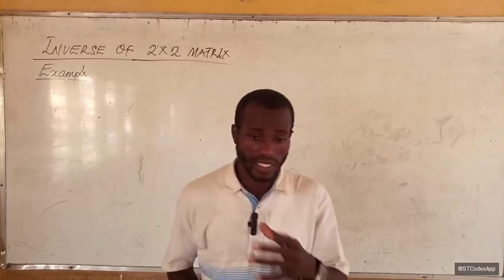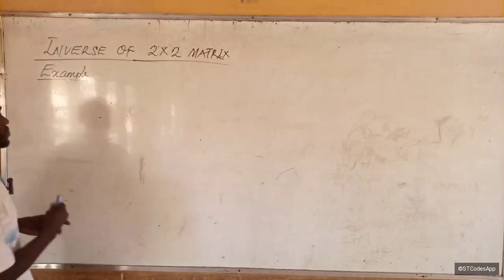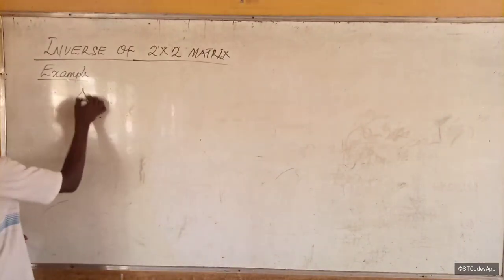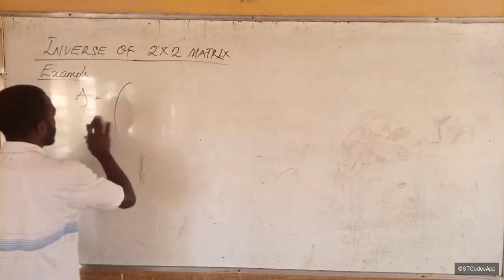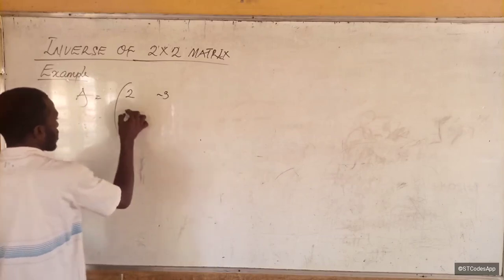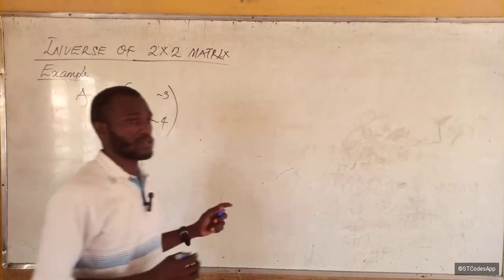All right. So I said that we are going to be looking at the inverse of a 2 by 2 matrix. Now, how do you calculate the inverse of a 2 by 2 matrix? If I was given a matrix A containing the following elements: 2, minus 3, 5, and minus 4. We are told to find the inverse of this matrix.